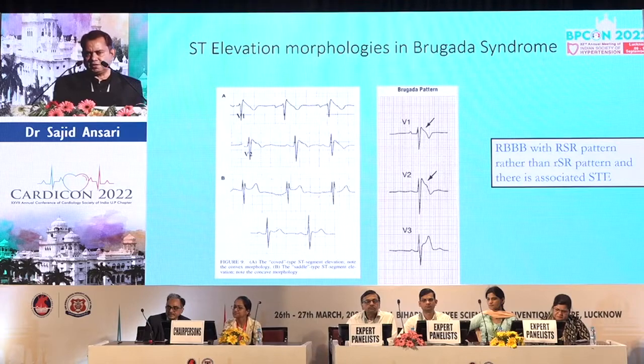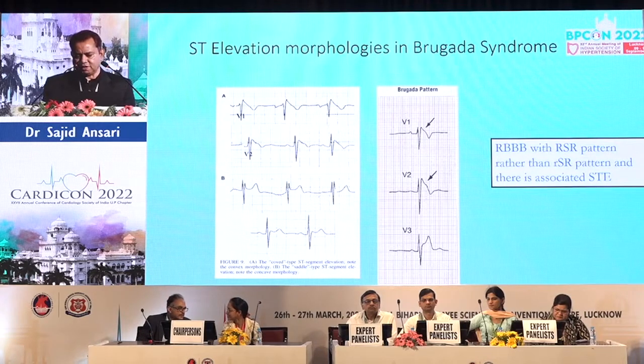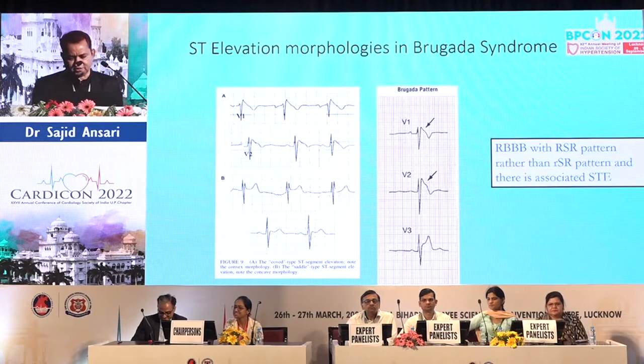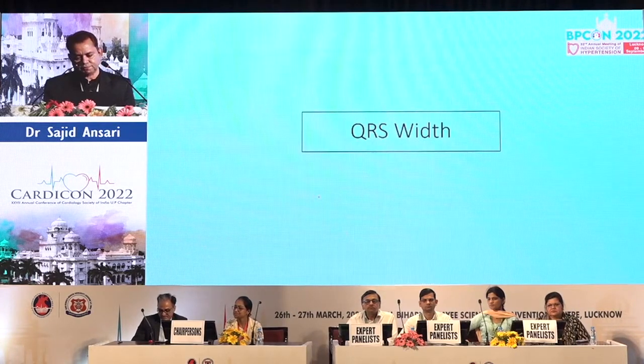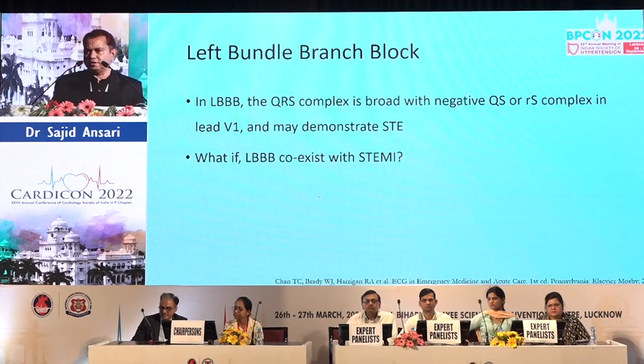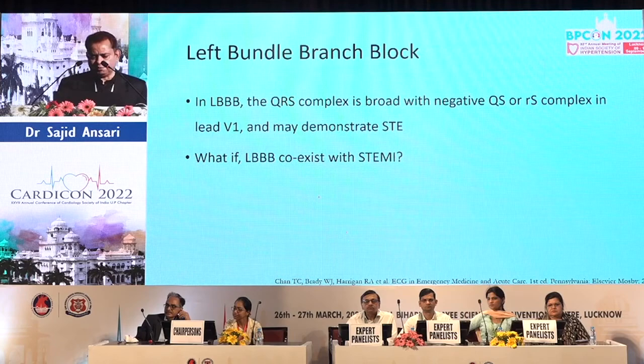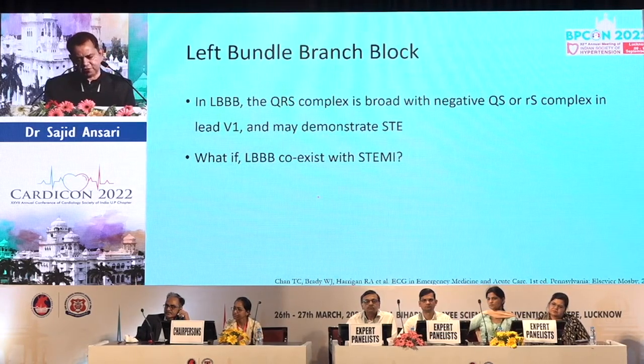The patient presents with an RBBB pattern with an rSR' pattern, not the RBBB of a small r pattern, usually associated with ST elevation. QRS width in LBBB is the usual problem in the ECG setting. When the patient presents with LBBB, whether it is of ischemic origin or not needs to be differentiated.